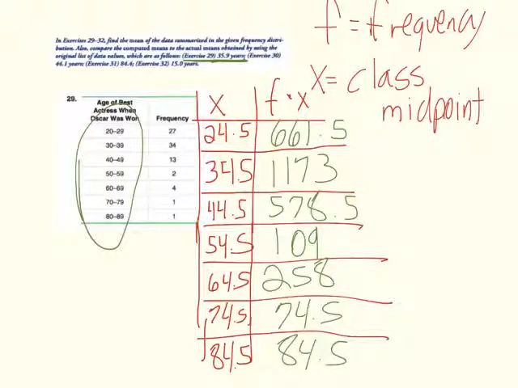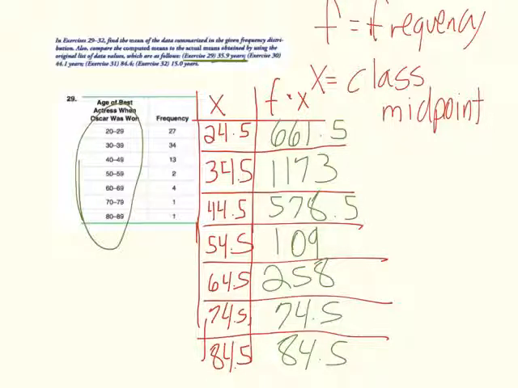Okay. So now what we need to do is multiply each one of those by the frequency. If you didn't give yourself a second to go through that, go ahead and stop the video and go through each one of those and do the frequency times the x value on each one. We get a 661.5 on the first group, a 1,173 on the second, 578.5 on your third class, 109 on your fourth, 258 on the fifth, and the last two have a frequency of 1, so 74.5 and 84.5 is what you have there.